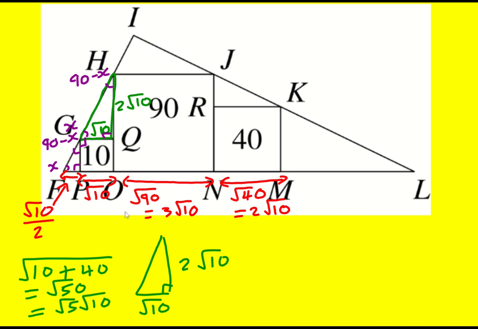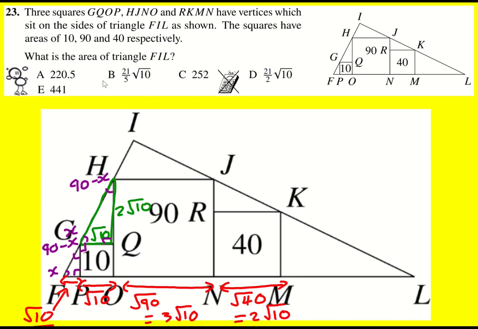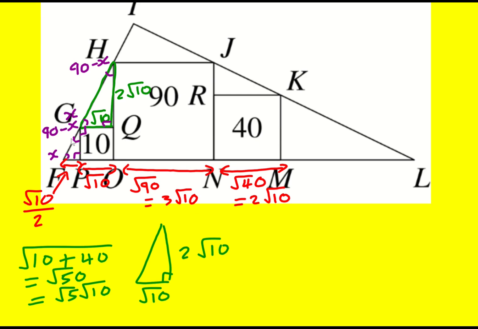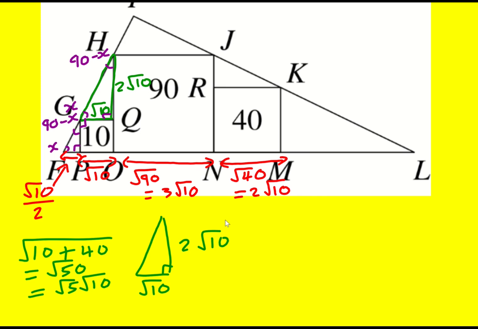I'm going to keep everything in terms of root 10. And one reason for that is that there are root 10s in the answer. Second reason is, it just seems like when I'm adding them up in a minute, that'll be useful.